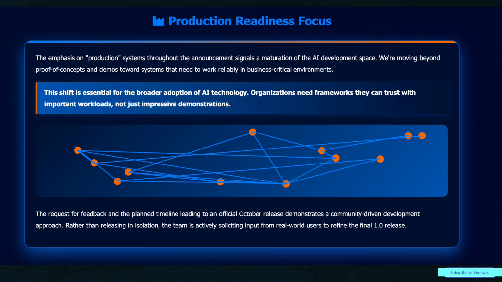Production readiness focus. The emphasis on production systems throughout the announcement signals a maturation of the AI development space. We're moving beyond proof of concepts and demos towards systems that need to work reliably in business-critical environments. This shift is essential for the broader adoption of AI technology. Organizations need frameworks they can trust with important workloads, not just impressive demonstrations.